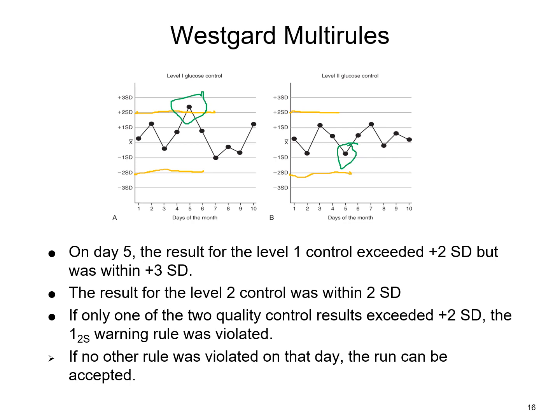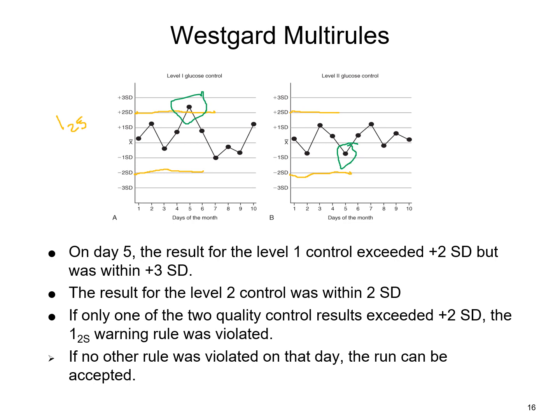We do know that we violated the 1-2S rule because we do have this one value that is outside of 2 standard deviations. That rule is violated, but again, that's our warning rule. So we have to look at our next rule. Do we have one value that is outside of 3 standard deviations? Well, on day 5, we didn't get that far. Then we would continue to go through the rest of the rules. If no other rule is violated, then we just consider this a warning, keep a watchful eye on it, and then we will accept those results and send out patient results for the day.